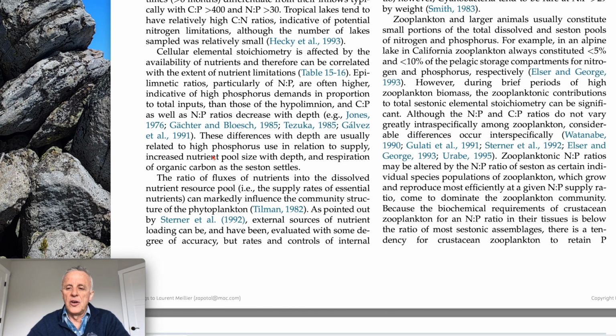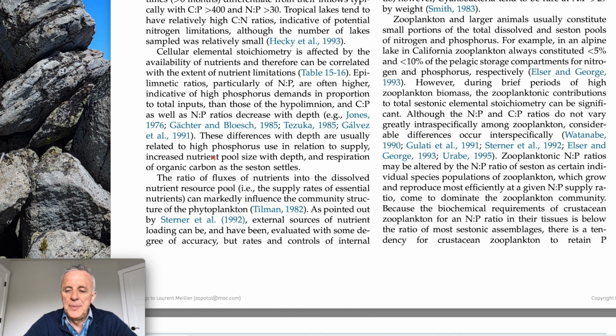Zooplankton and larger animals usually constitute a small portion of the total dissolved and particulate pools of nitrogen and phosphorus. For example, in an alpine lake in California, zooplankton always constituted less than 5% and less than 10% of the pelagic storage compartments for nitrogen and phosphorus, respectively. However, during brief periods of high zooplankton biomass, the zooplanktonic contribution to total seston elemental stoichiometry can be significant.